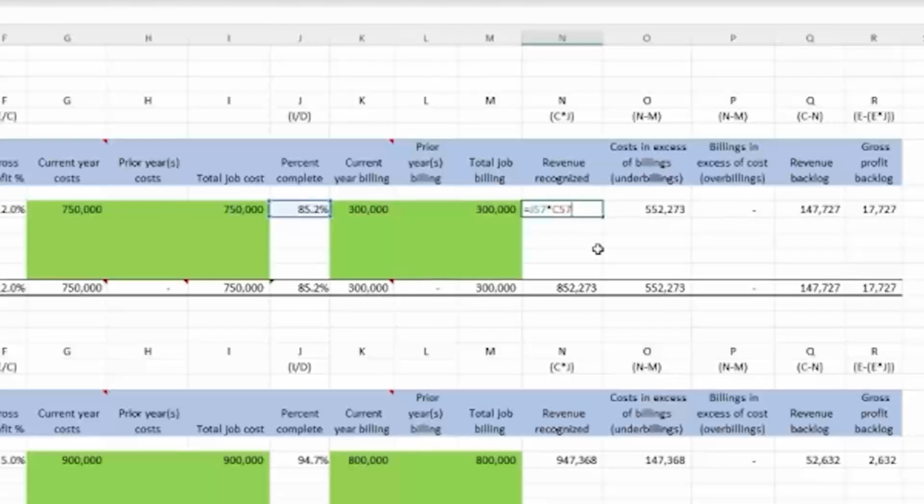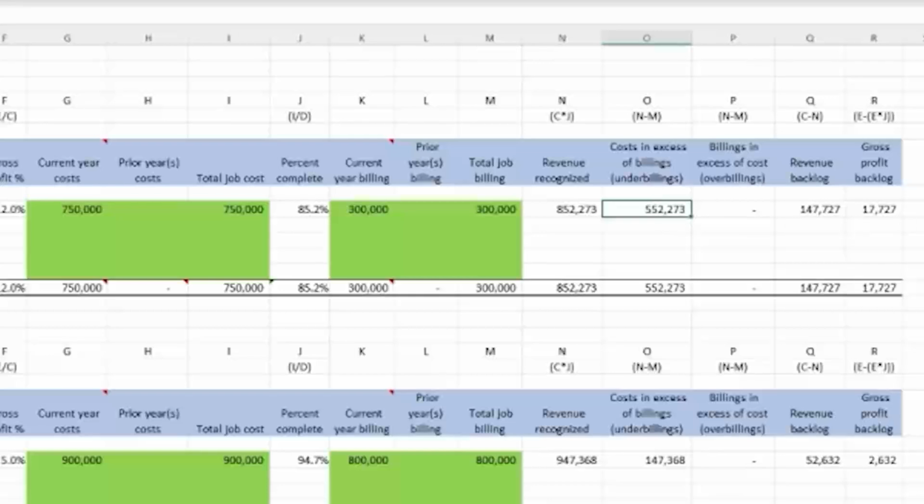So revenue recognized is simply contract times percent complete. So we get to recognize 852,000. Well, we only billed 300,000, so we are again underbilled. Now, I'm going to come back to that.